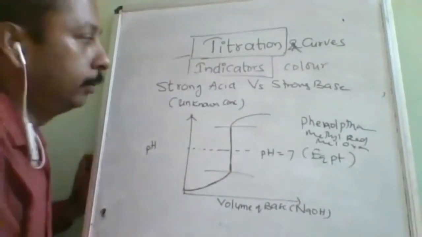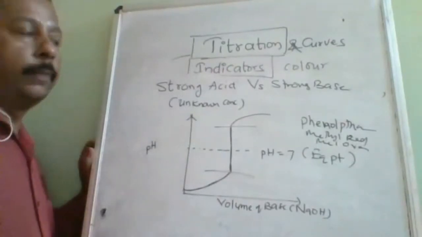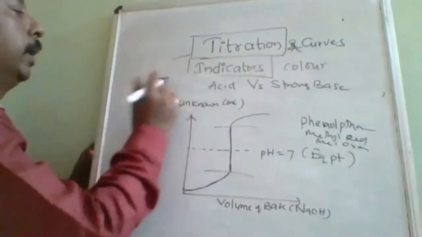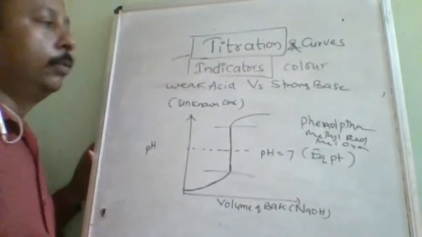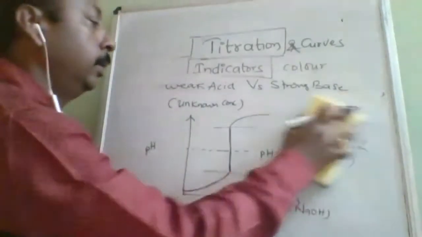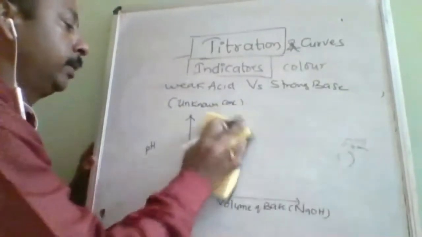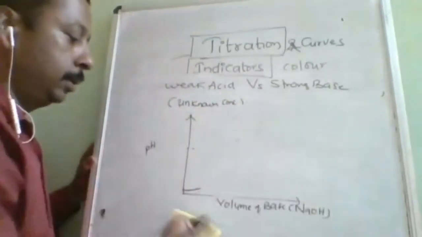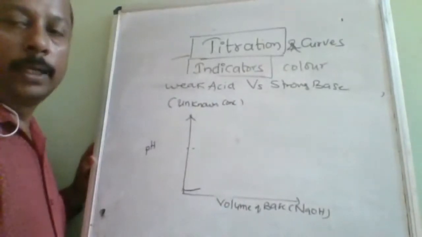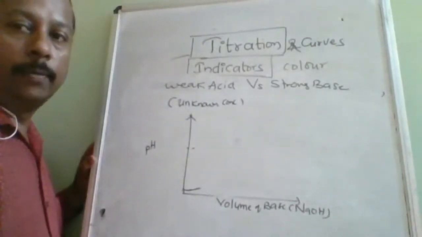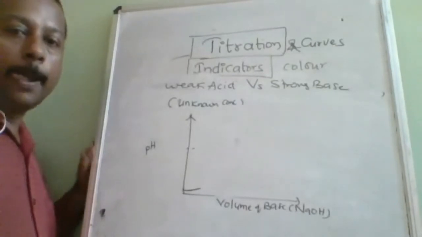Now I am writing the heading. Here I am taking a weak acid, which is titrated using a strong base. Now the curve, pH values and the rest you can explain, but I will give you guidelines, just an idea. Now see here.